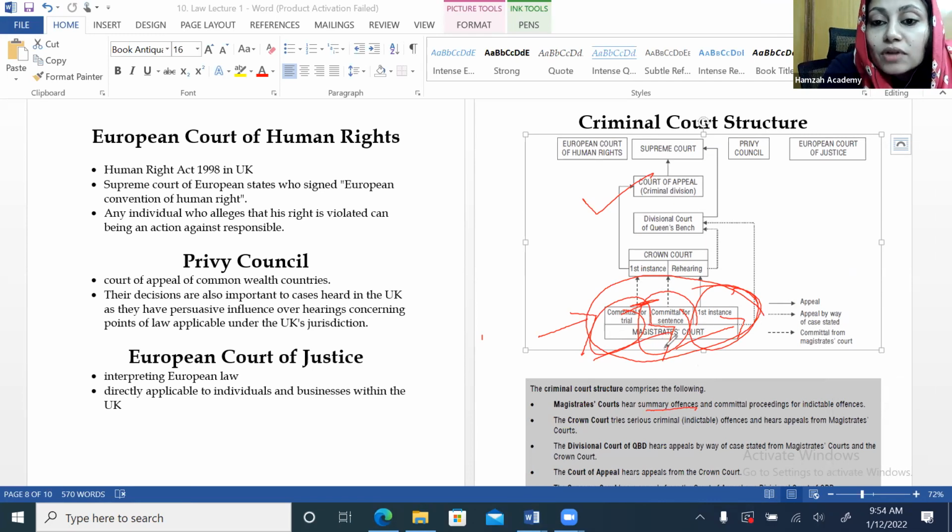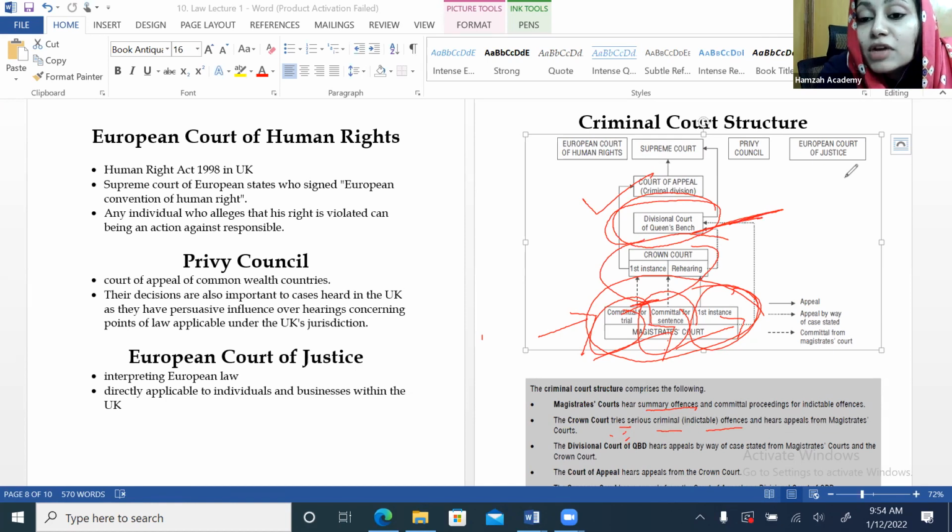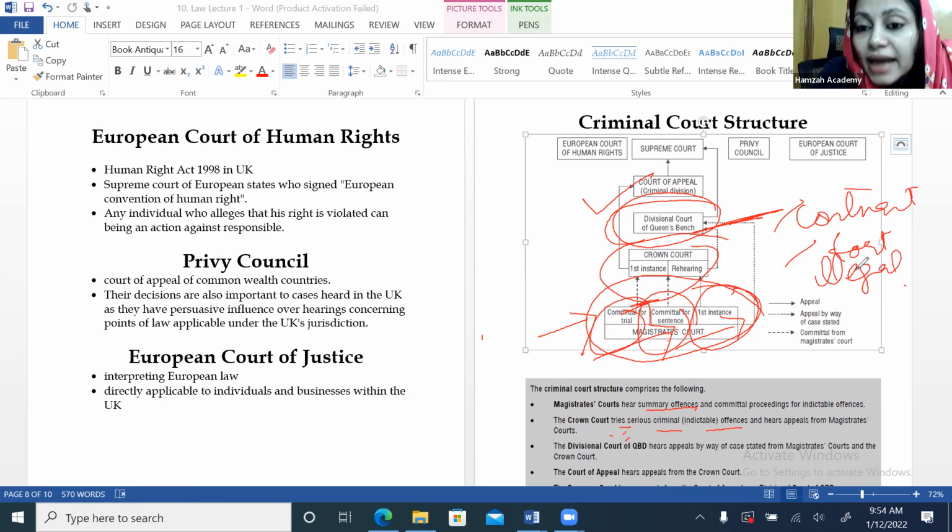Then after these small offenses, there is the Crown Court. In the Crown Court, serious criminal indictable offenses are tried, and here appeals from the magistrate court are heard. In the Crown Court, which type of offenses are dealt with? Serious nature, right? And after the Crown Court, there is one division of the High Court, which is the QBD, which deals with contract and tort. If the breach of contract and tort is of illegal nature, then it will come into the Queen's Bench Division of the High Court.